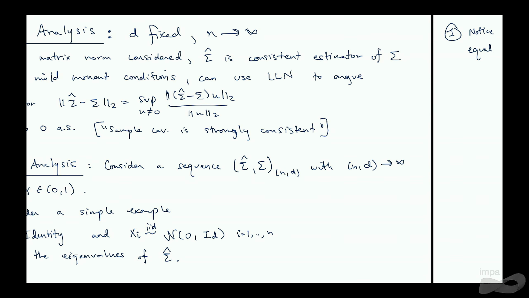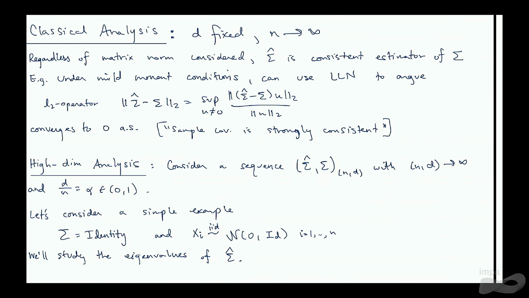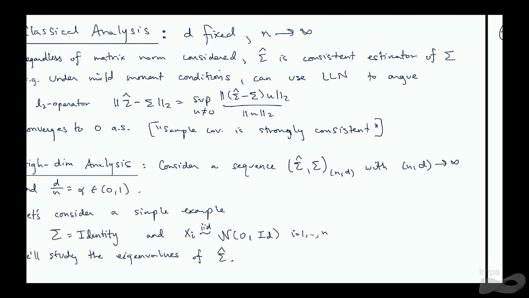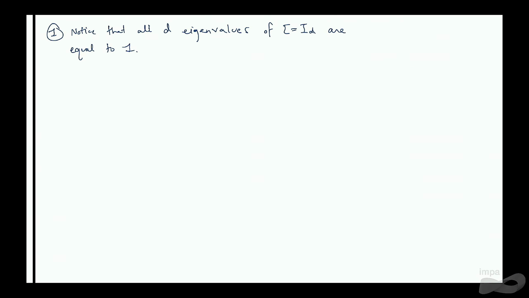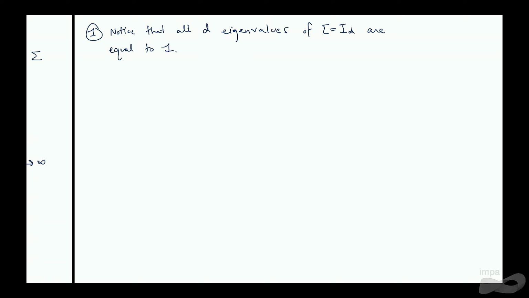Okay, so classic asymptotics, right? We know that sigma hat is consistent. Sigma hat is converging to sigma. So what this would suggest is that the eigenvalues of sigma hat should all also be roughly equal to 1, right?